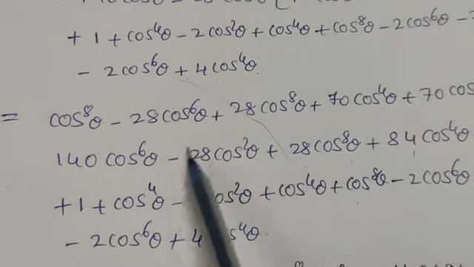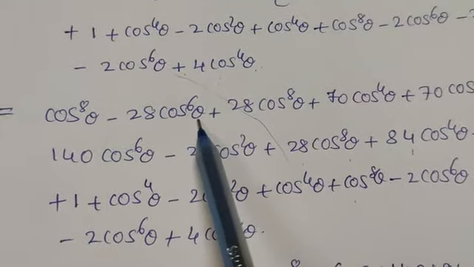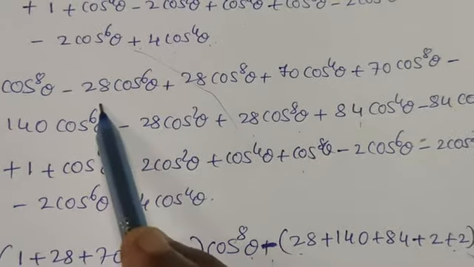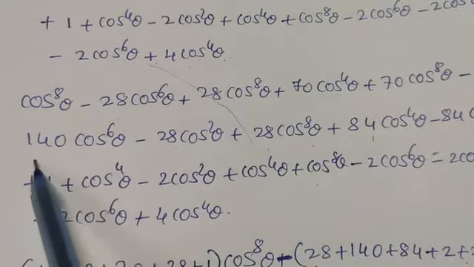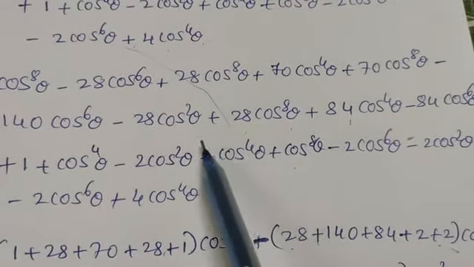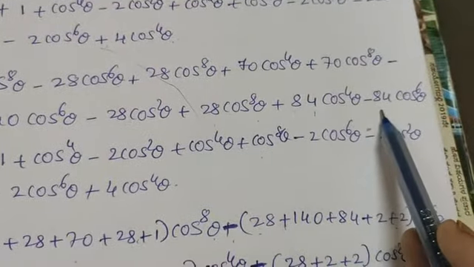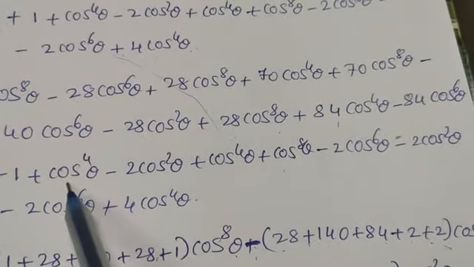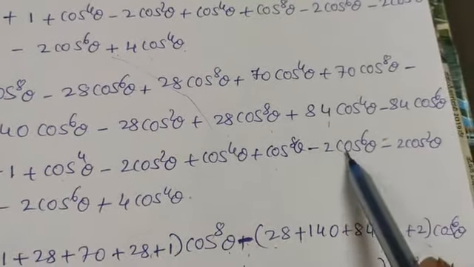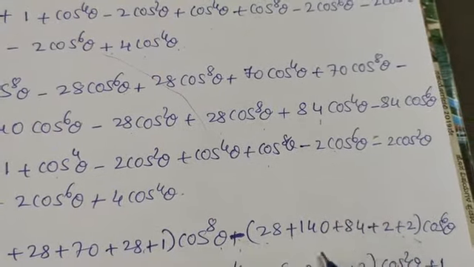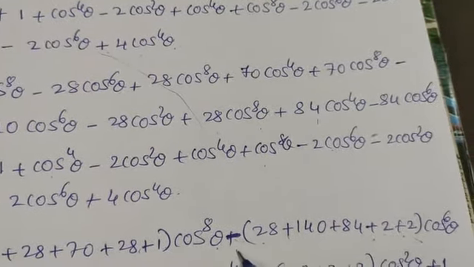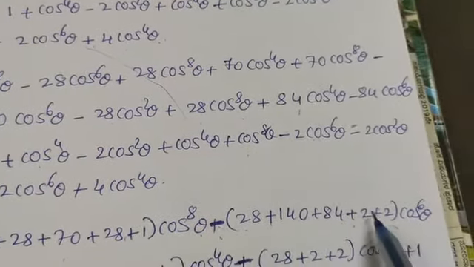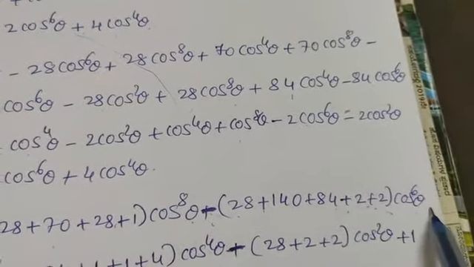Then minus cos raised to 6 theta, just take common and write the coefficients of all the terms. Minus 28, you have taken the minus sign, so it is plus 28. Then here we have plus 140, and here also we have minus 84, we have taken the minus sign common, it is plus 84. And here we have one more cos to the power of 6 theta, the coefficient of this one is minus 2. Let us take plus 2 because we have taken the minus sign common, and here we have one more cos to the power of 6 and its coefficient is also 2. So you have to write like this, and cos to the power of 6 theta.